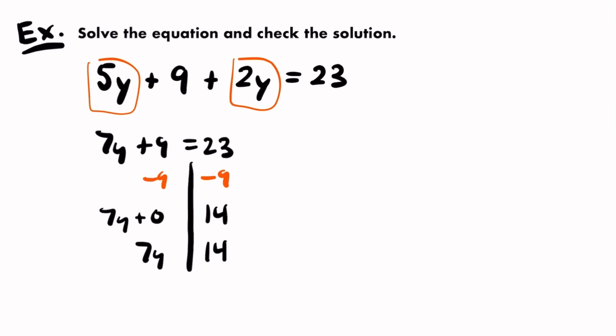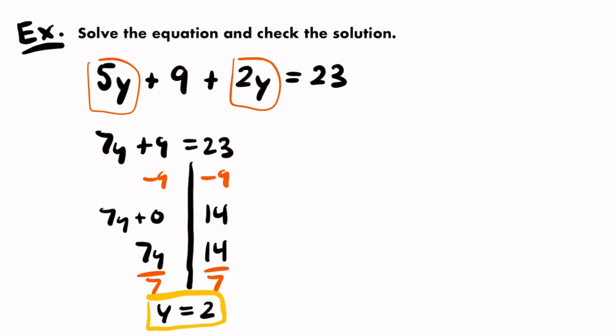To finalize our answer, or to solve for y, we then want to divide both sides by 7, the coefficient of that variable term. So dividing both sides by 7 will give us 1 times y, which is just y. So we have y equals 14 divided by 7, which is 2. So we have found the solution to this equation is y equals 2.